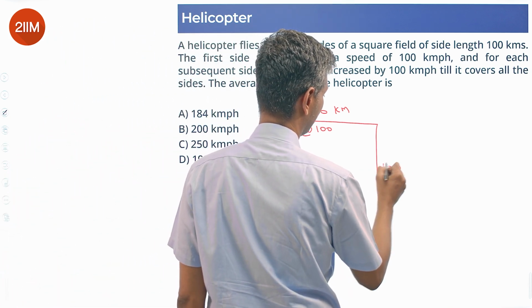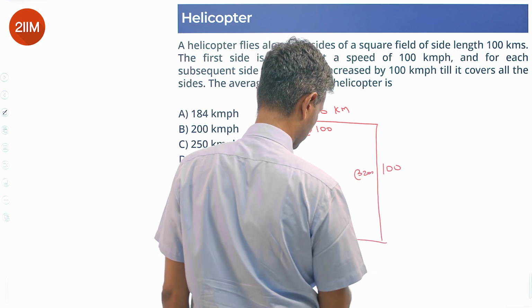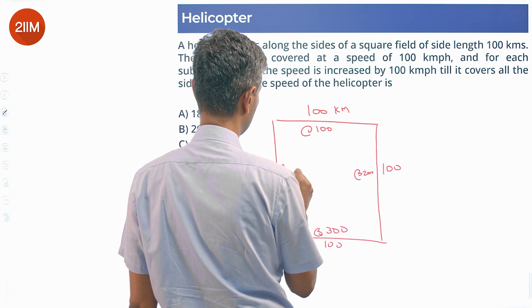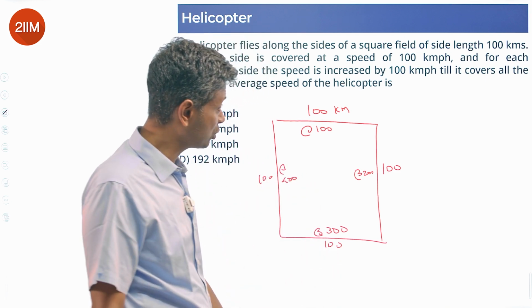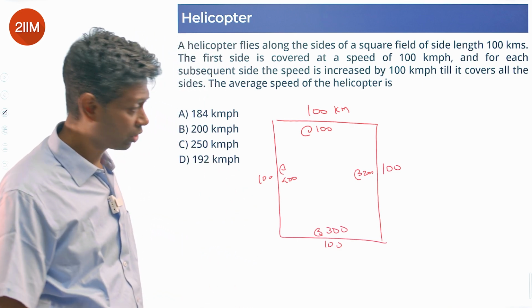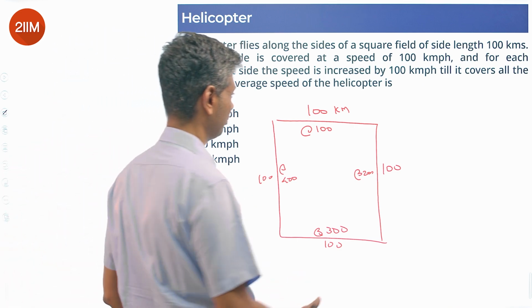The next 100 is at 200. This 100 is at 300. This 100 is at 400. What is the average speed? Average speed is total distance by total time. Total distance is 400 kilometers. Let's find the total time.